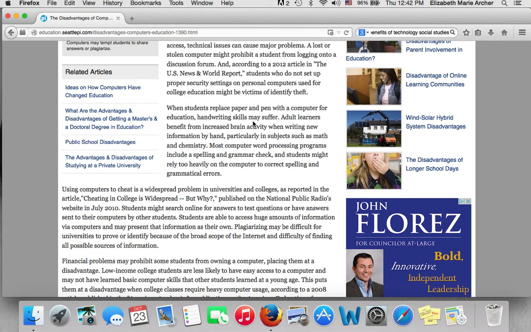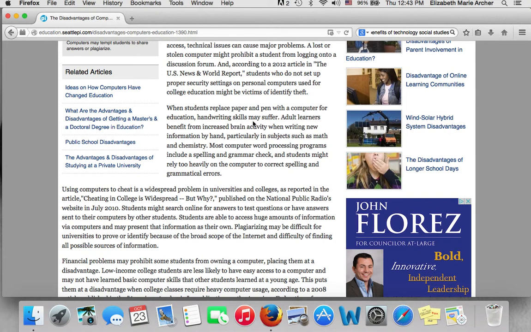Yeah, I'm not buying that one. I would like to see some proof on that, the handwriting skills. Okay, let's see. Adult learners benefit from increased brain activity when writing new information by hand, particularly in subjects such as math and chemistry. Again, where is the proof on this? I need a citation. I need some kind of study. I am not just going to take this person's word for it.